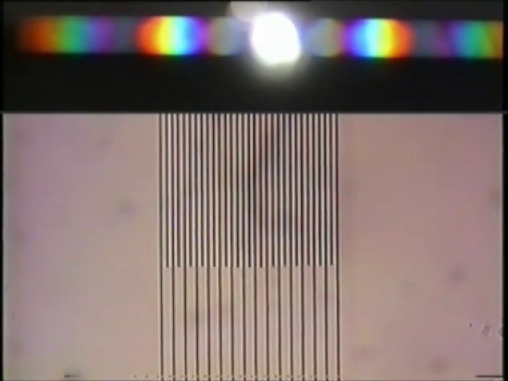There's a 2-to-1 relationship in the spacings in the object. There's an inverse 2-to-1 relationship in the spacings in the diffraction pattern. So there we see the diffraction patterns of the coarse and the fine grating.